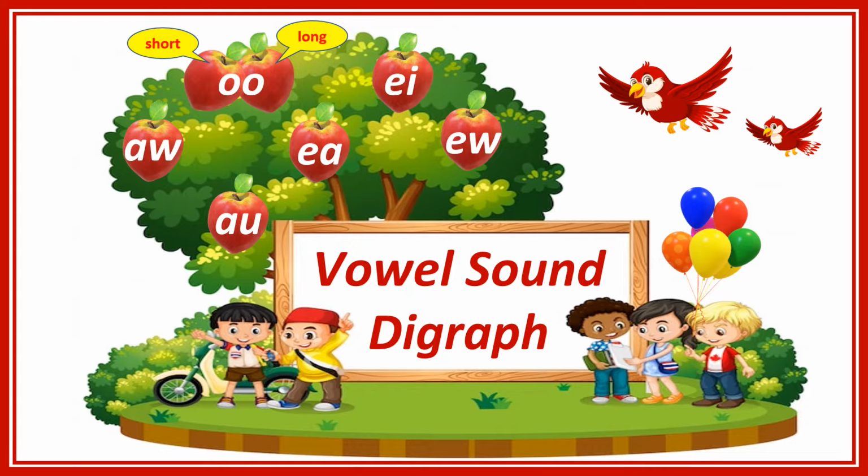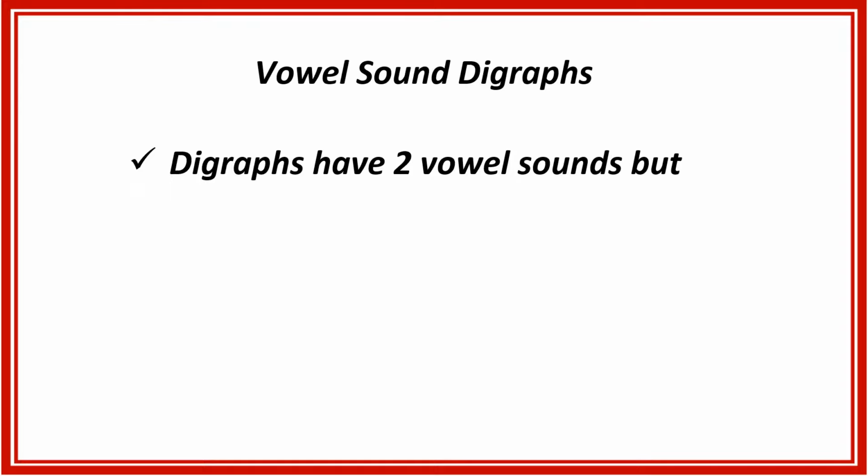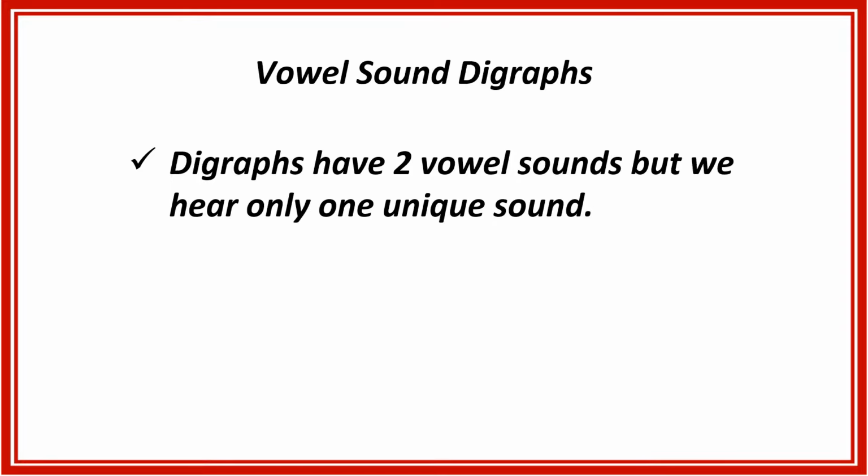Check it out! Vowel sound digraphs. Digraphs have two vowel sounds, but we hear only one unique sound. As we discussed consonant digraphs, which are very helpful for kids and can be introduced at senior KG level. But the introduction of vowel digraphs can be done at grade 1 and grade 2 level, when they are clear with the sounds of ch, sh, th, w, etc.